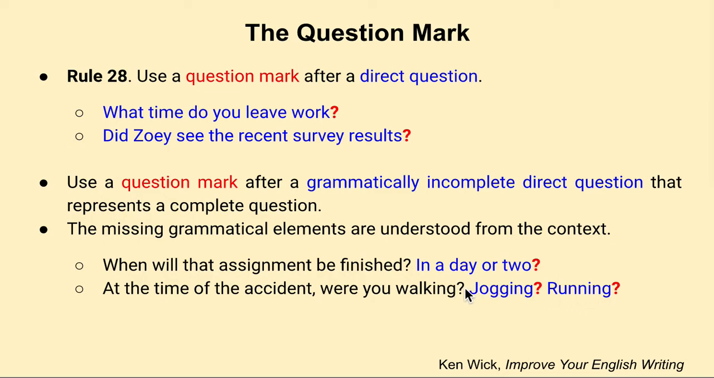So, don't be tempted to put commas between these and then finish it up at the end with a question mark, because this jogging here represents, at the time of the accident, were you jogging? Question mark. Were you running? Question mark. So jogging and running are actually grammatically incomplete sentences that represent a complete sentence. Therefore, put a question mark after them.